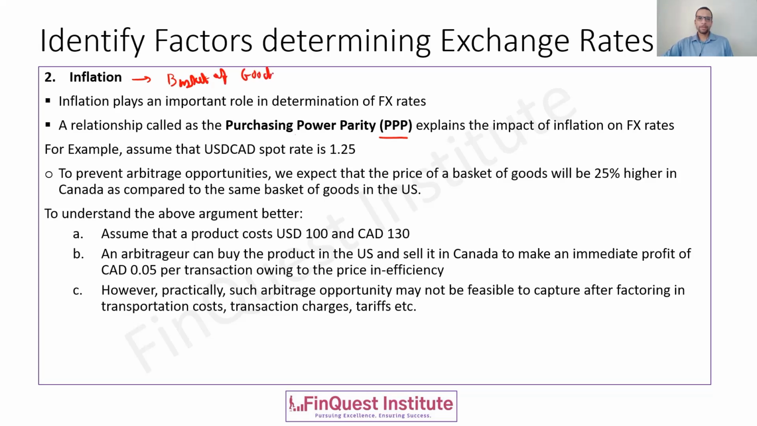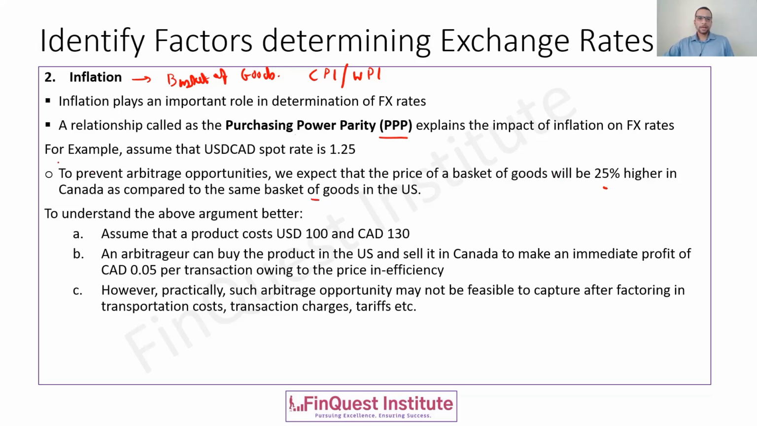Everyone is familiar with the terms CPI and WPI. CPI stands for consumer price inflation and WPI stands for wholesale price inflation. These inflation numbers are always calculated on a certain basket of commodities. So that's the same basket of goods which we are talking about.